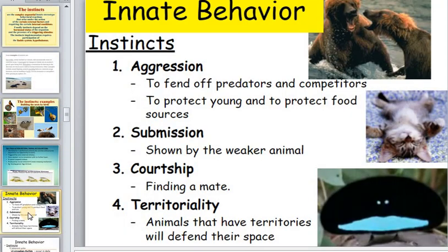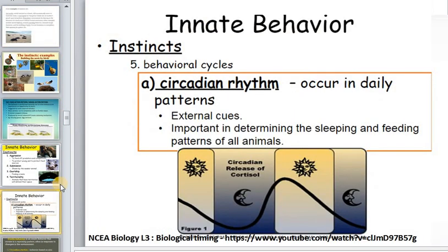So let's start with the kinds of instincts. We have some kinds, some types. There is the instinct of aggression, to fend off predators, to protect young and to protect food sources. Sometimes we speak about submission, shown by the weaker animal, courtship and territory instincts, and more, and instincts about behavioral cycles, like circadian rhythm, daily patterns.